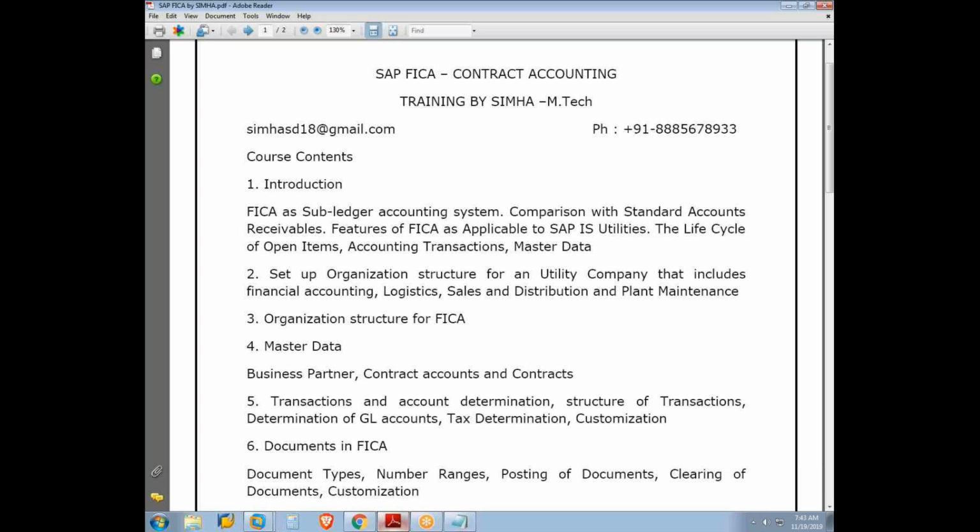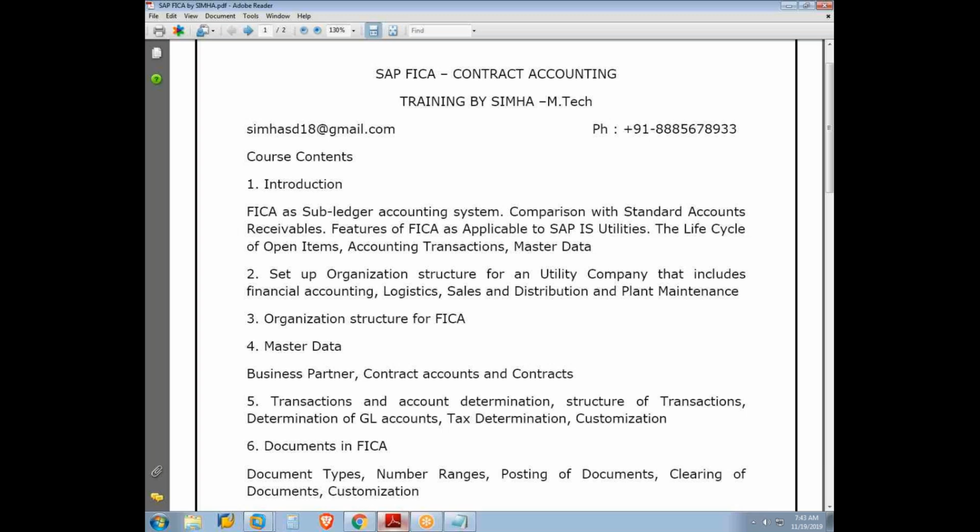And the source of a FICA document, as we have spoken earlier, could be anything. It could be an invoice coming from ISU, an invoice coming from sales and distribution, an invoice coming from convergent invoicing, or even an invoice coming from an insurance or any other source application. So we will first work on how to post to FICA without any ISU invoice, and then we will also configure the minimum essentials in ISU without bringing the contract into the picture.